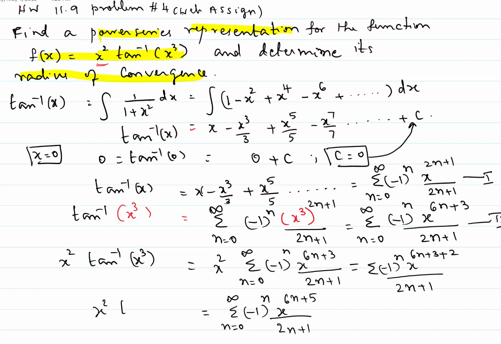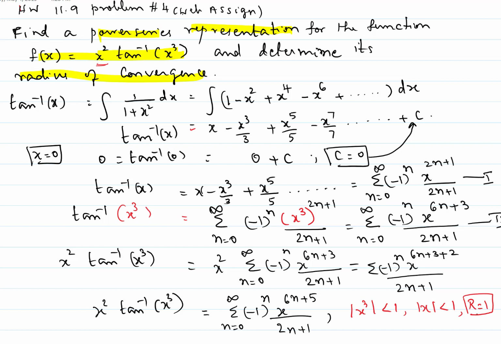Anytime you write the power series representation, we have to also give the radius of convergence. So you notice that this whole series came from the power series representation of tan inverse of x cube, and the radius of convergence for that one would be 1 because it came from the geometric series. So the absolute value of x cube would be less than 1, or the absolute value of x would be less than 1, which means the radius of convergence for this would be equal to 1.